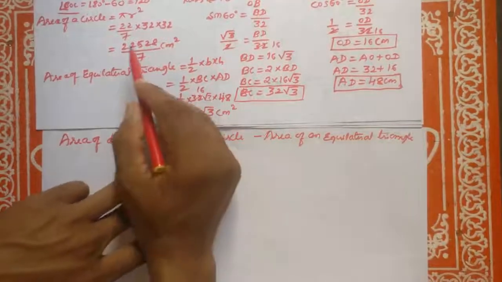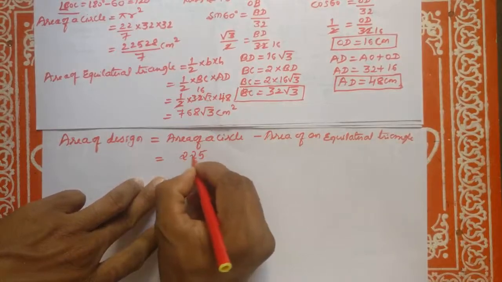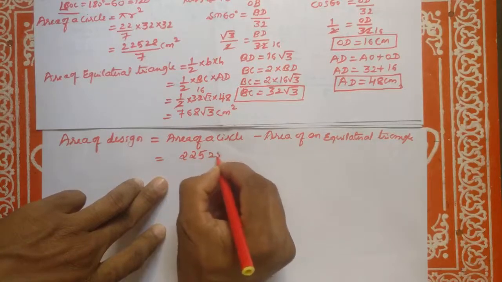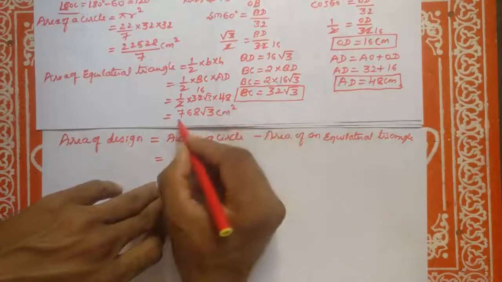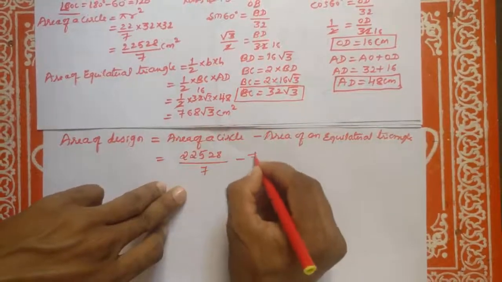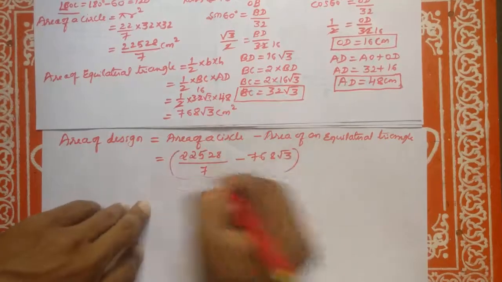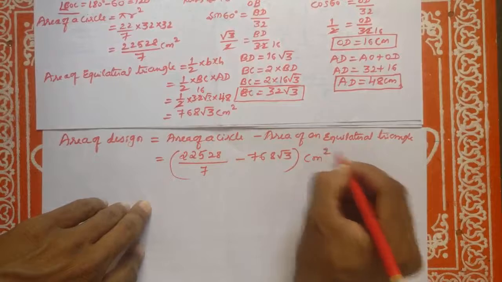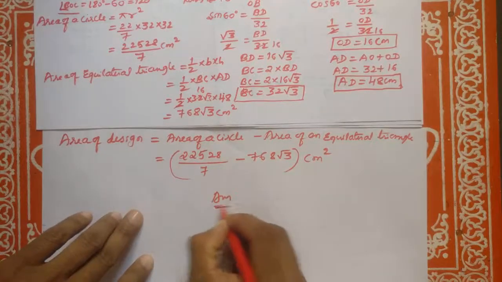So already we got the solution here. 22528 divided by 7 minus the area of the equilateral triangle, 768 root 3, square centimeters. This is the right answer.